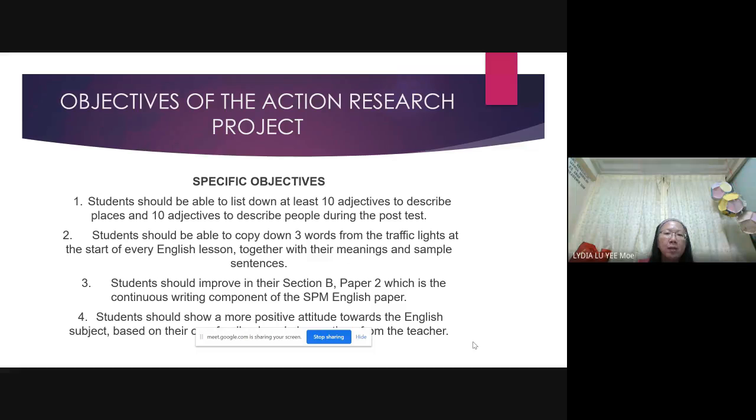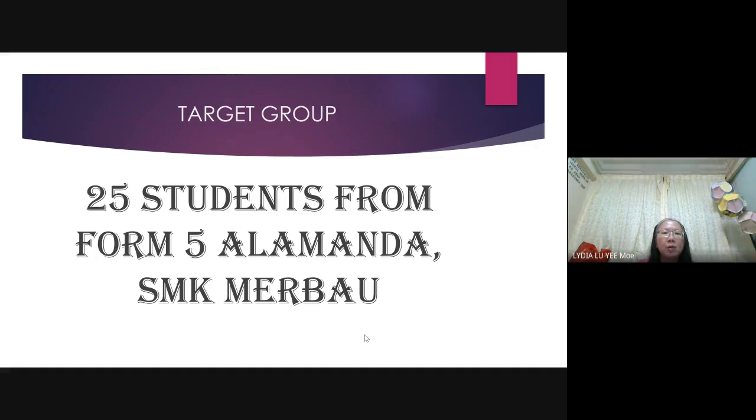Students should improve in their section B, paper 2, which is the continuous writing component, which carries 50 marks. And students should show a more positive attitude towards the English subject based on their own feedback and observations from the teacher. Okay, target group are 25 students from Form 5 Alamanda, SMK MERBAU.